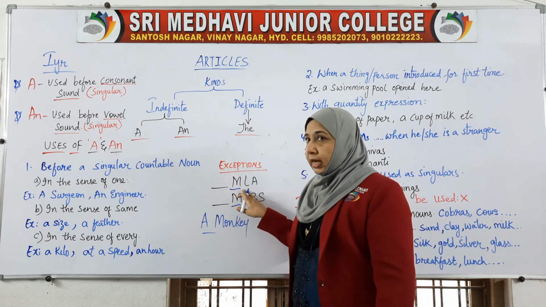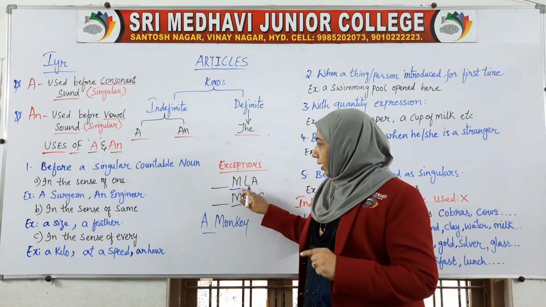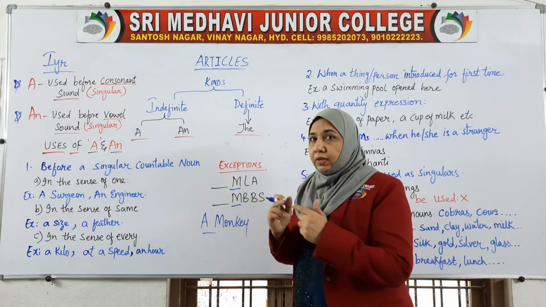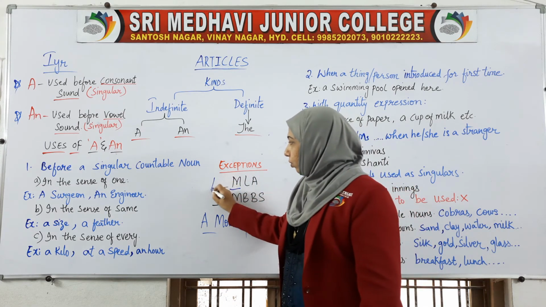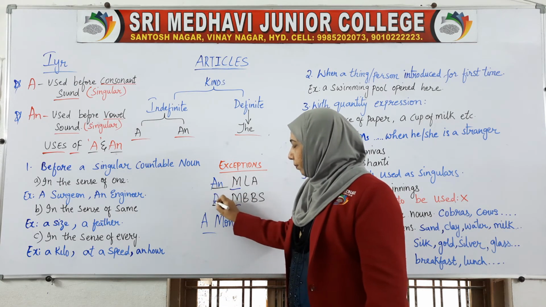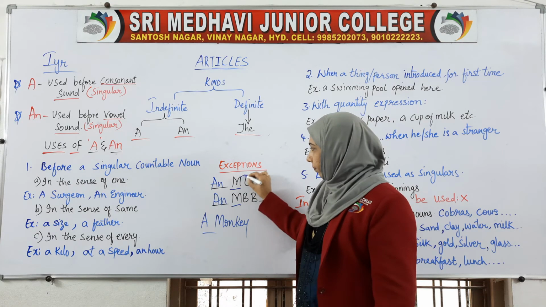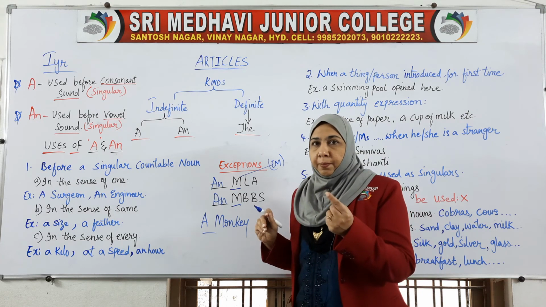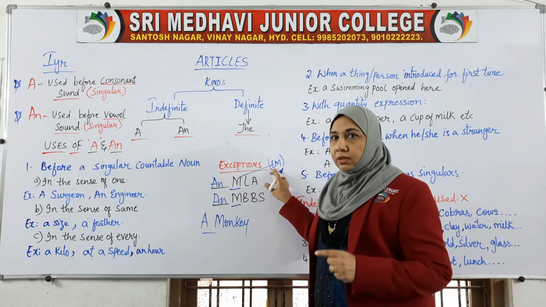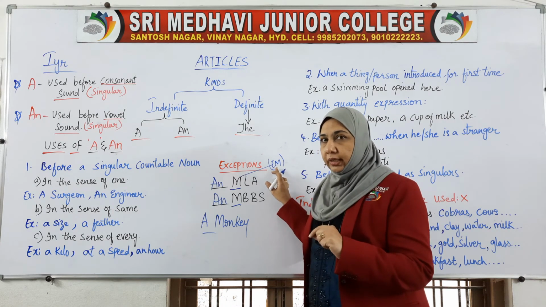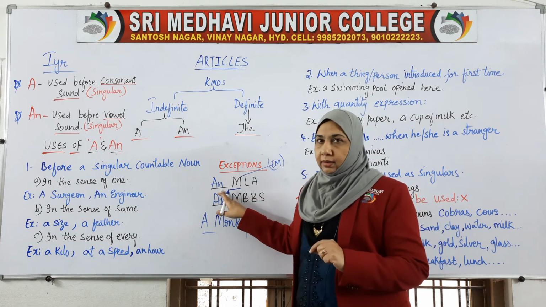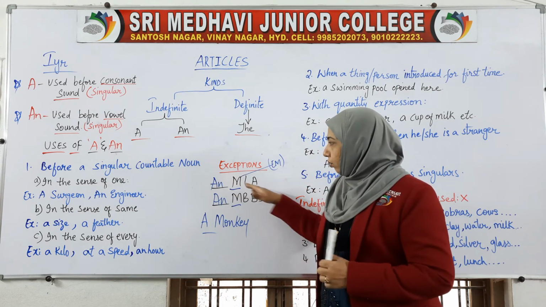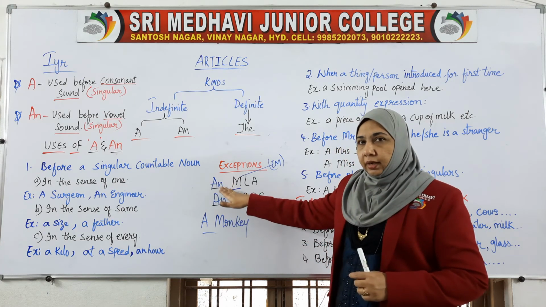But when you are using the sound of M, like MLA, MBBS, you are not saying it with the ma sound, you are saying it with the M sound. So here we have to use an MLA, an MBBS, because this M, how you are pronouncing the word, you are starting with the sound M. This M is actually the sound of a vowel. Are you getting? Because of this we use an MLA and an MBBS, because many students get a doubt about why to use an before MBBS and MLA.